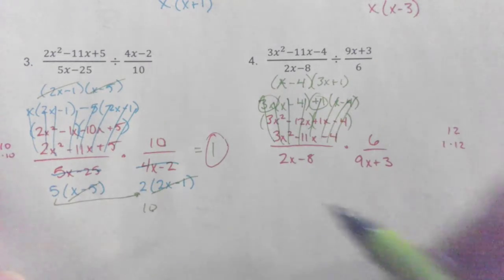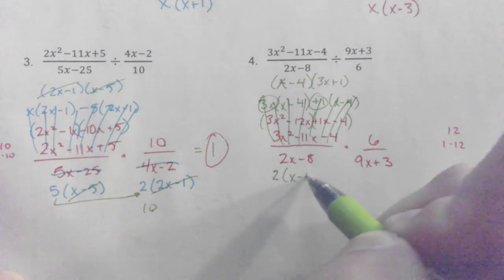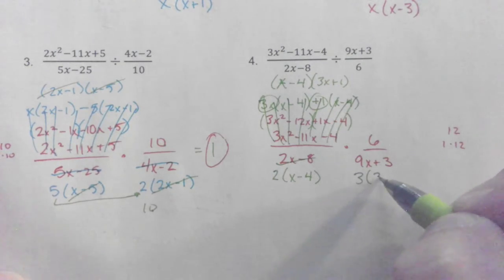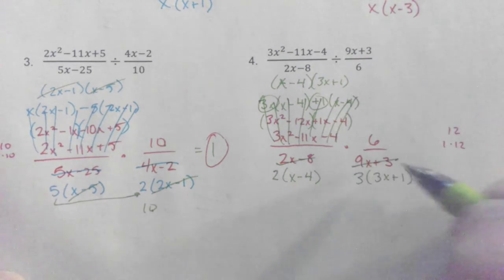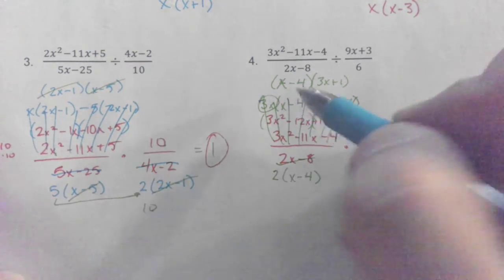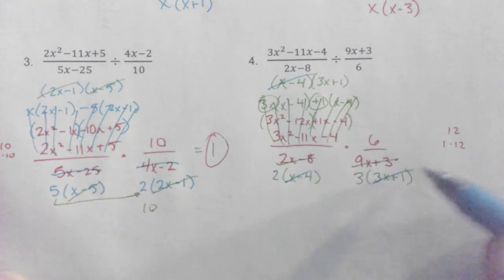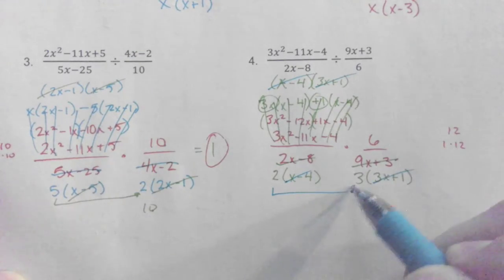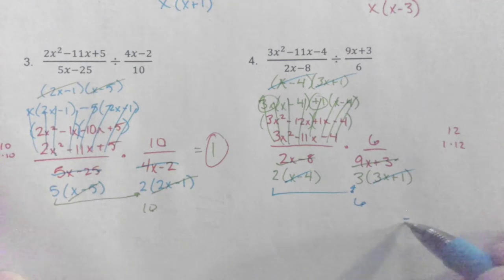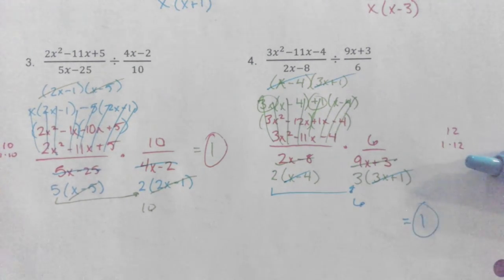This denominator is divisible by 2, leaving us with x minus 4. This denominator is divisible by 3, leaving us with 3x plus 1. Okay, now we'll just cross things out that match. I see the x minus 4s. I see the 3x plus 1s. And once again, 2 times 3 is 6. 6 divided by 6. This one came out to be 1 also. Isn't that great? All that work for an answer of 1.